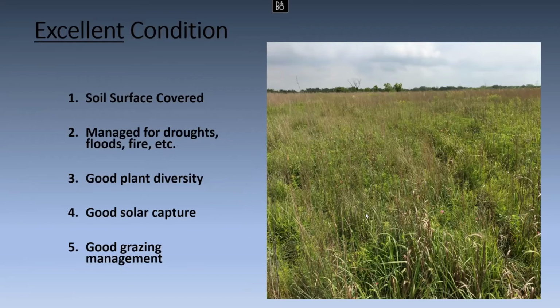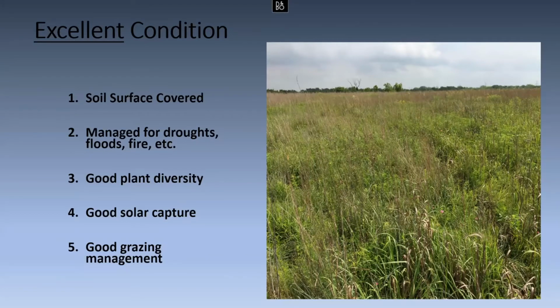And this is a picture from the Blackland Prairie just north of Temple. I was out there touring with a master naturalist group, and we counted about 100 different species of plants that day. So when we asked ourselves why this area is so productive, we said, well, the soil surface is covered, so there's no bare ground. It was managed for droughts, floods, and fires, which means it wasn't overgrazed, for example.